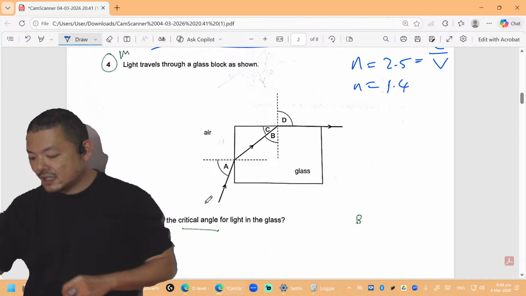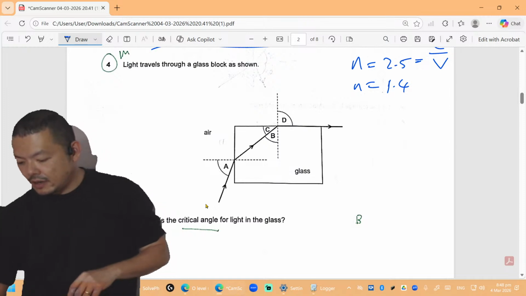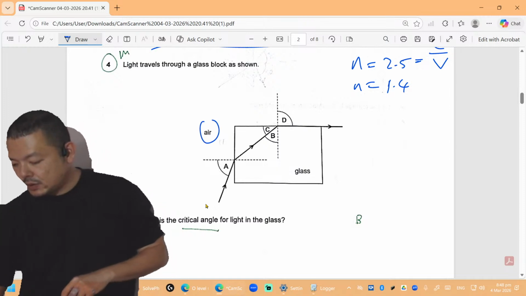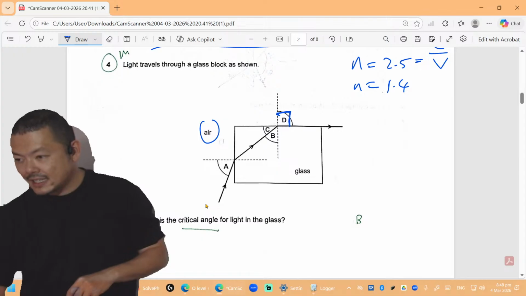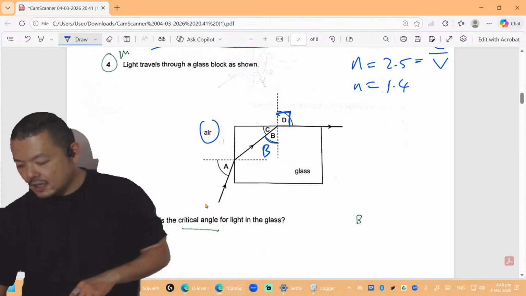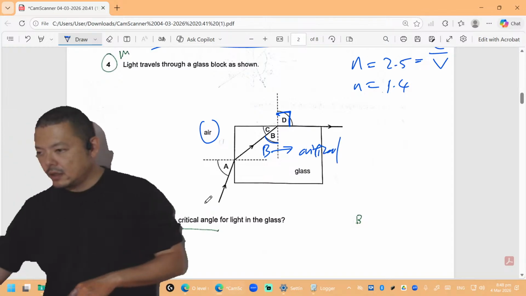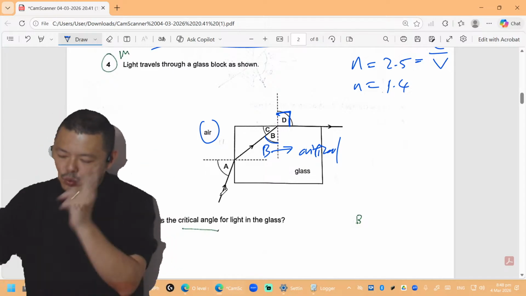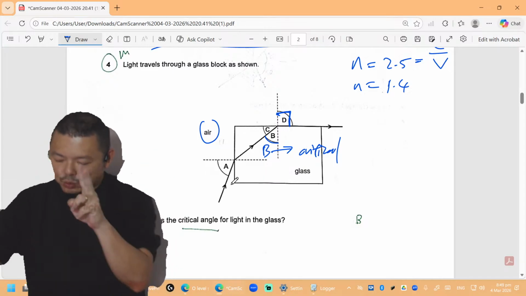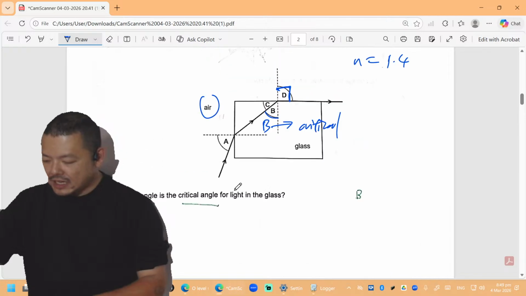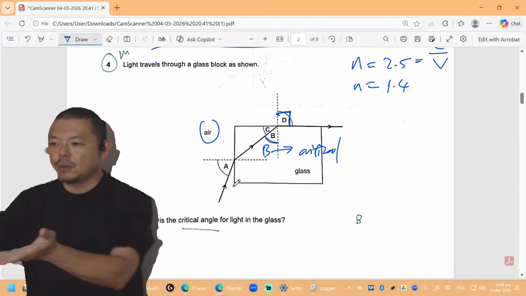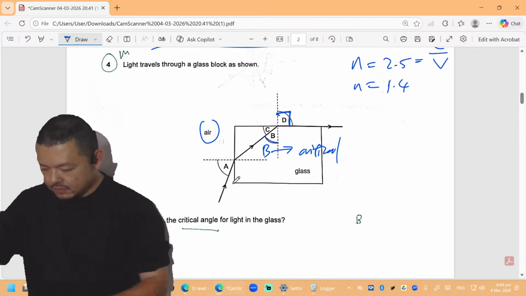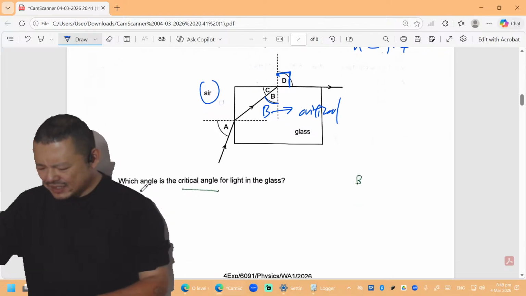Oh, the critical angle is just B. Because if the outside is air, and you know that this is 90 degrees, then B is your critical angle. This is a 2-second question. You look at it: critical angle is B. Come on. No, they're asking what's the critical angle.